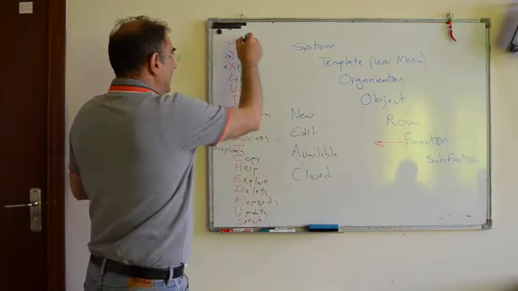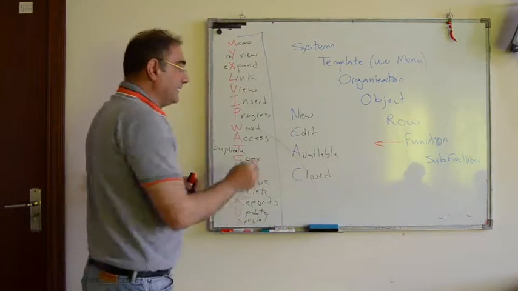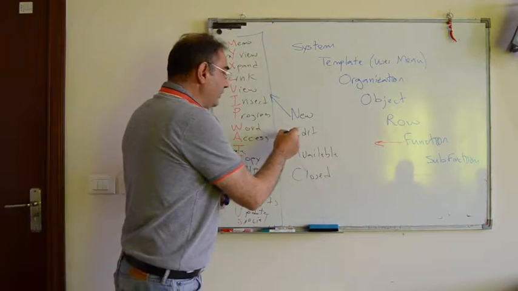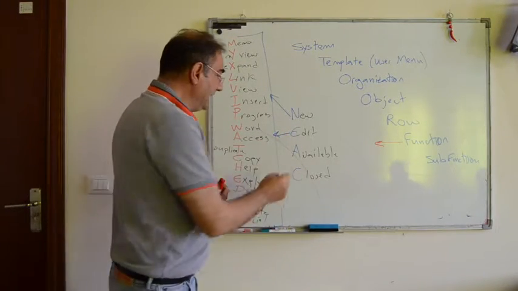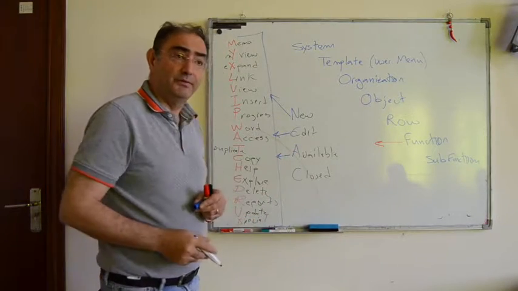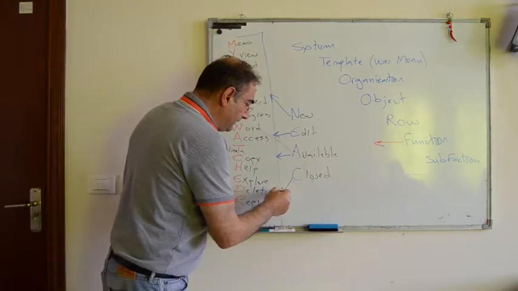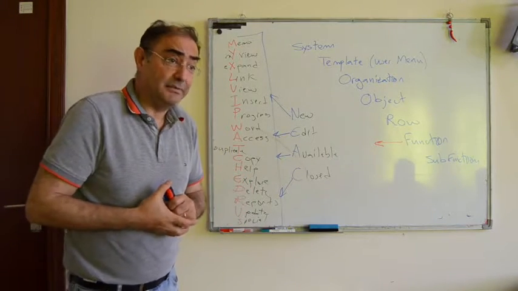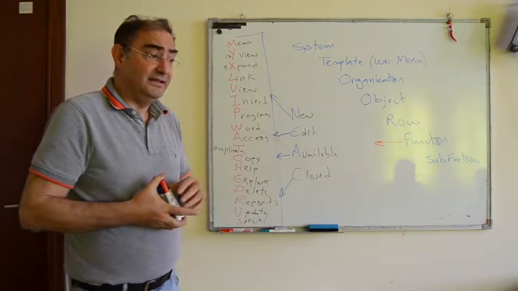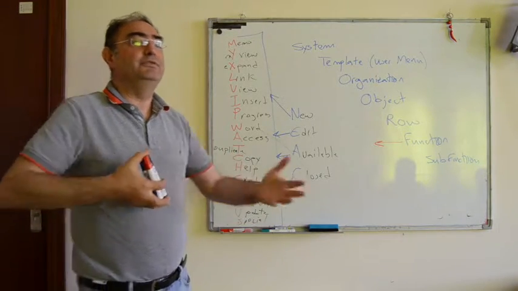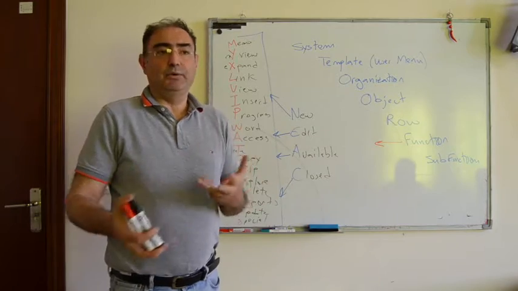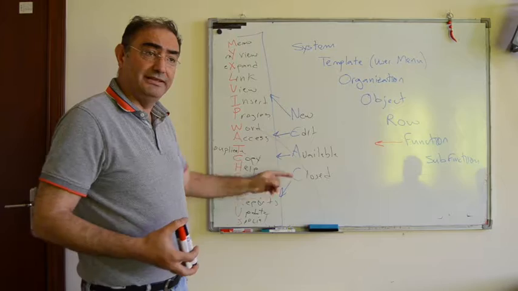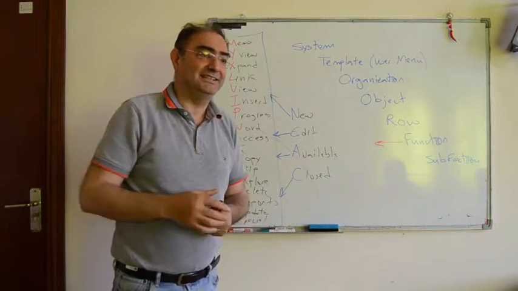So we have a copy of this when the parent status type is new, another copy when the parent status type is edit, another copy when the status type of the parent is available, and another copy when the status type is closed. Why do we do that? Because Prosper will automatically show either this copy or this copy or this copy or this copy, depending on what the status type of the parent is.